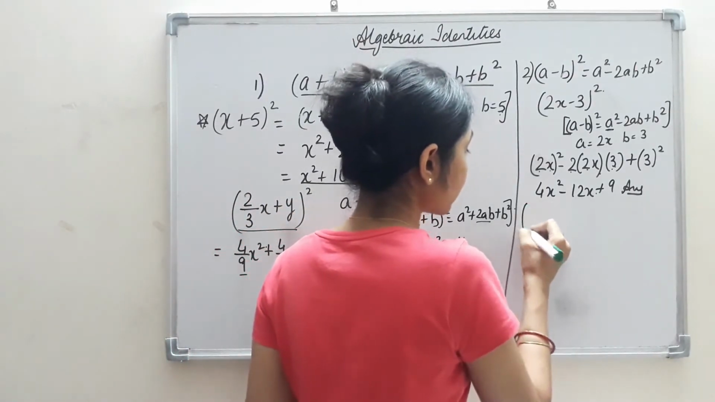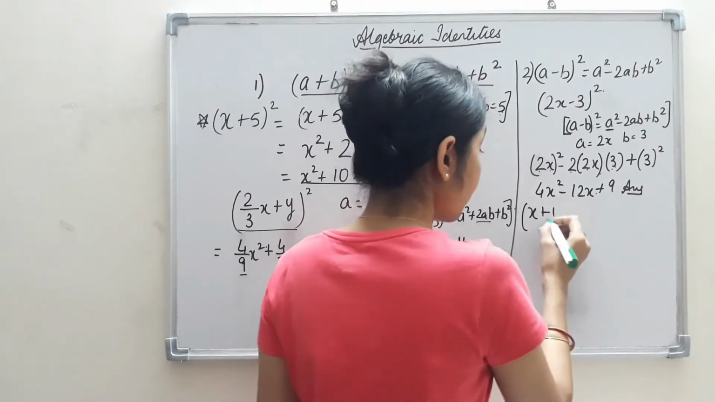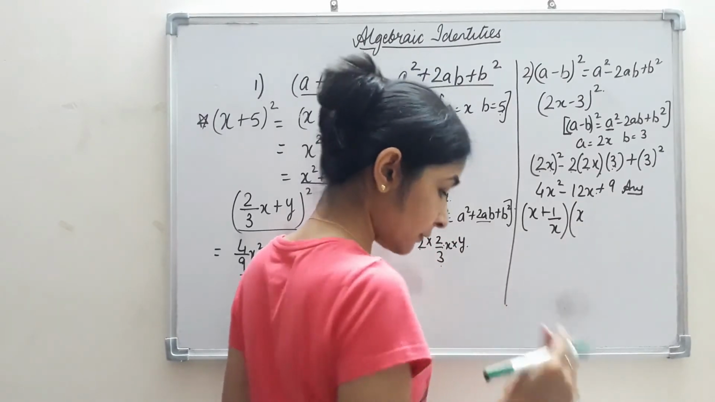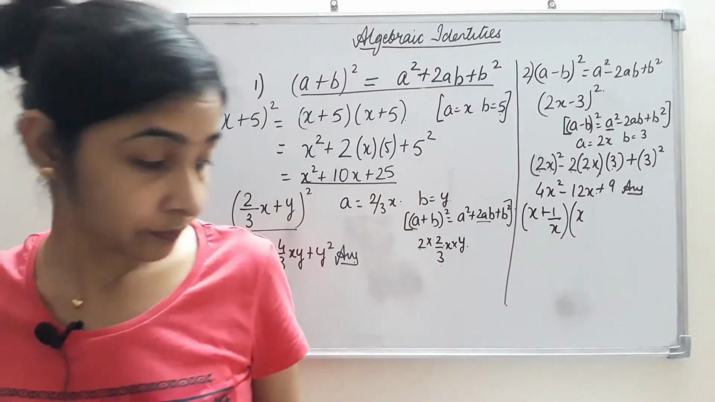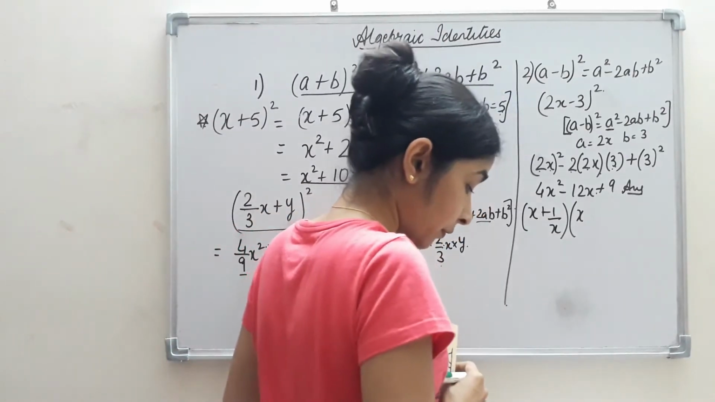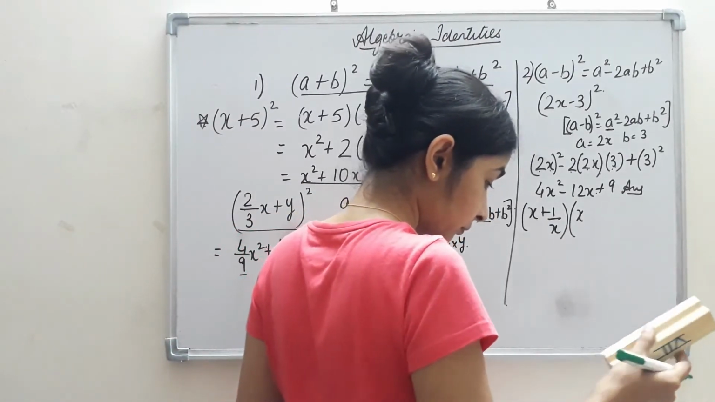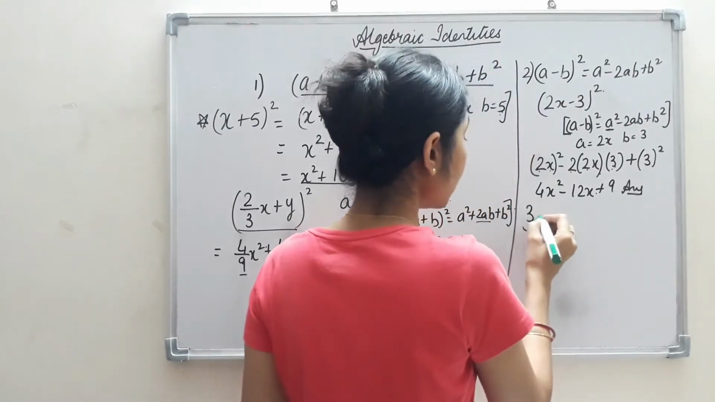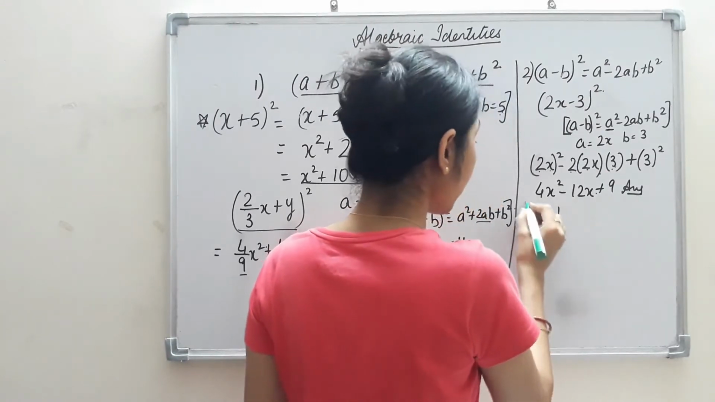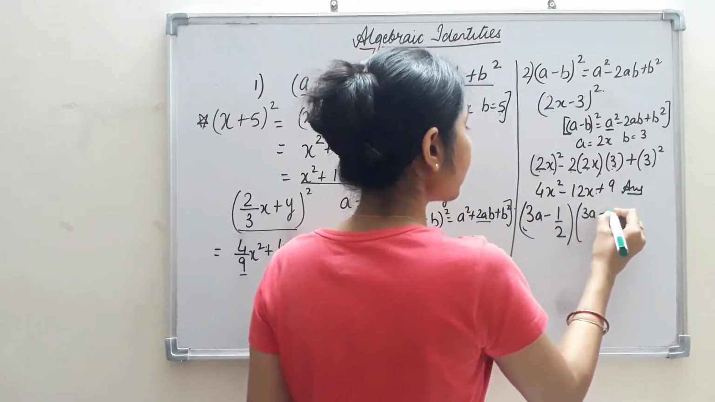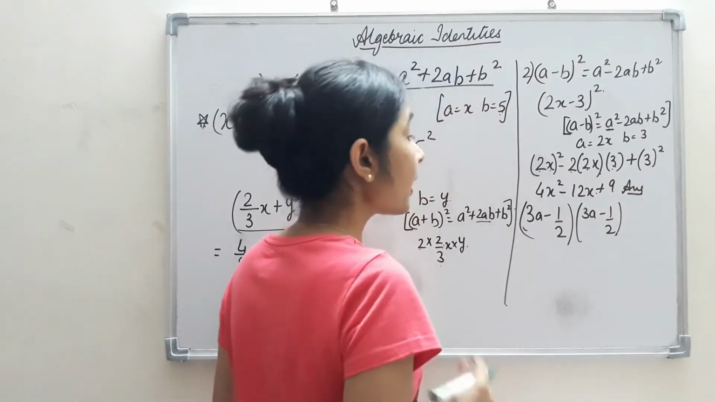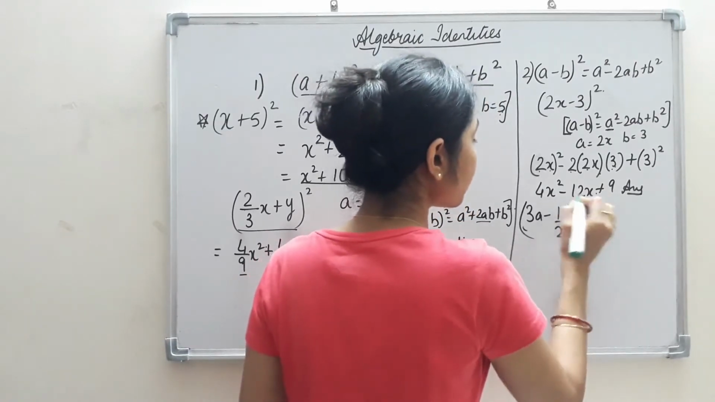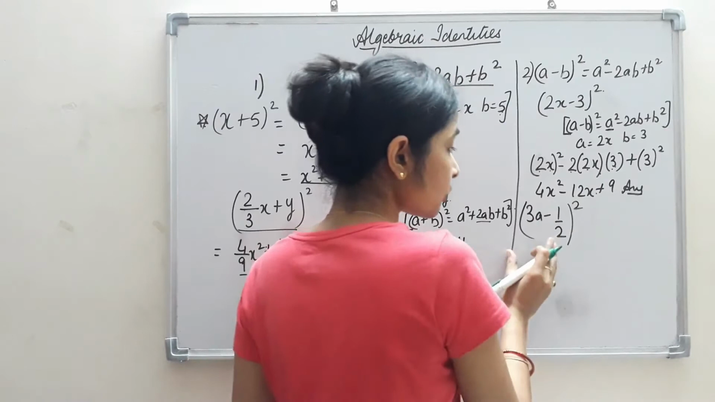Again of fraction. So here we have x plus 1 upon x multiplied by x, sorry, negative sign we are taking, wait a minute. So here we are taking 3a minus 1 upon 2 multiplied by 3a minus 1 upon 2. Okay, I can also write it as 3a minus 1 upon 2 whole square. Okay, we are supposed to find the value of this.